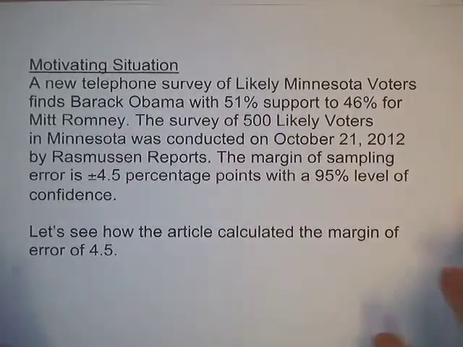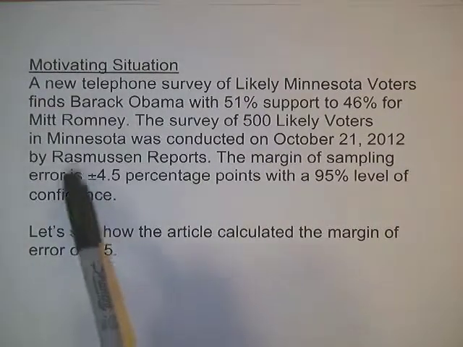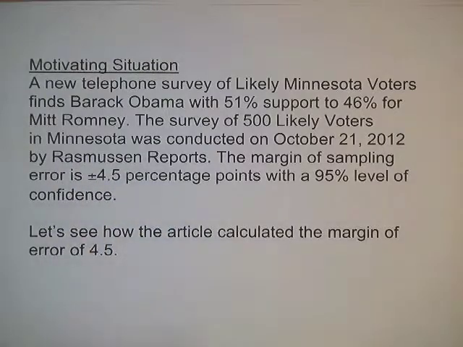A new telephone survey of likely Minnesota voters finds Barack Obama with 51% support and 46% for Mitt Romney. The survey of 500 likely voters in Minnesota was conducted on October 21st, 2012 by Rasmussen Reports. Now Rasmussen Reports is a public opinion website. The margin of sampling error is plus or minus 4.5 percentage points with a 95% level of confidence.